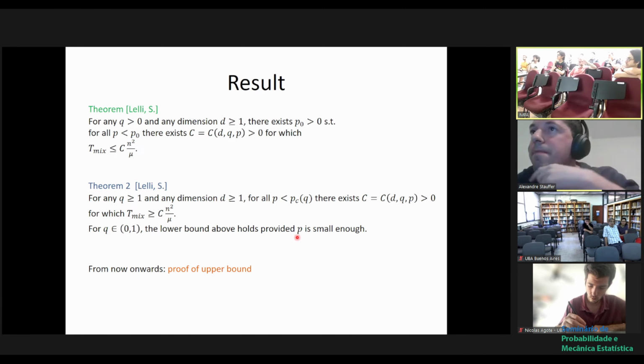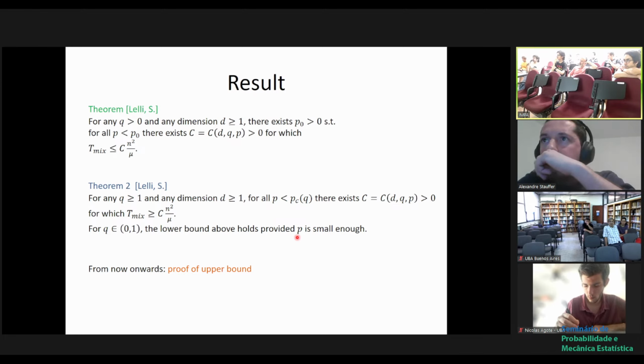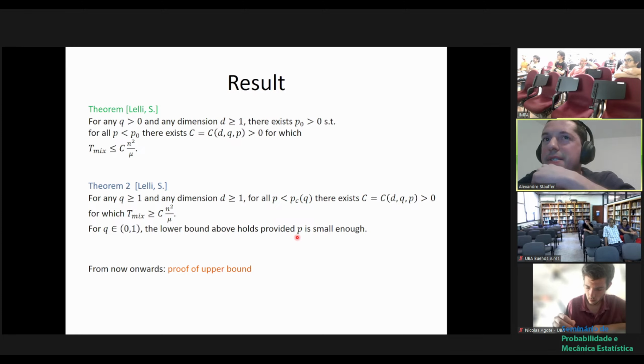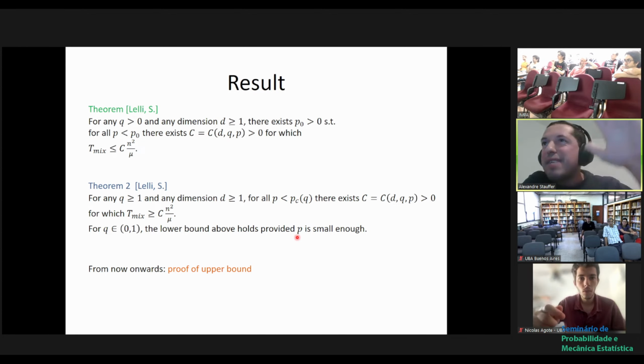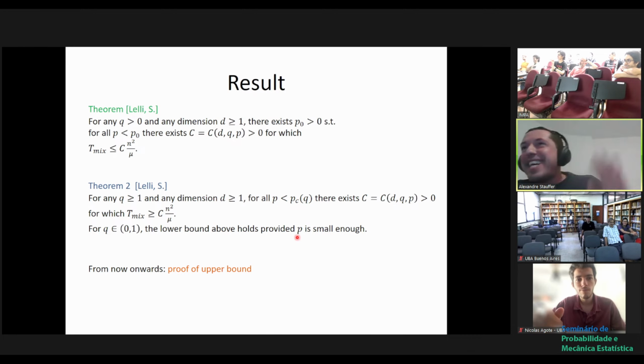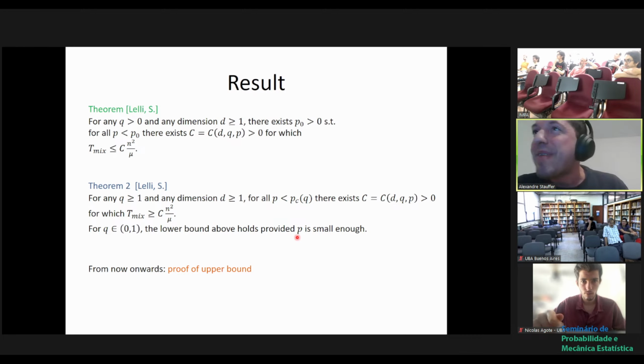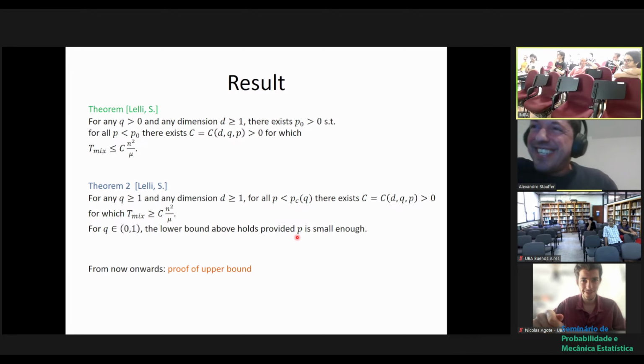Alexandre, go ahead. Maybe I don't remember if this is correct, but q equals 0 is the uniform spanning tree, right? Yes, the limit. And what happens in the uniform spanning tree? Things are expected to be different. It's a very good question, and the easiest answer I can give you is that I have never thought about it. So if you ask me tomorrow, maybe I'll have an answer. Okay, thank you.